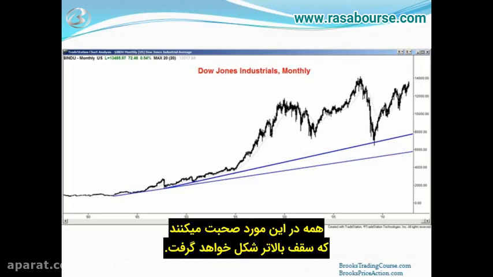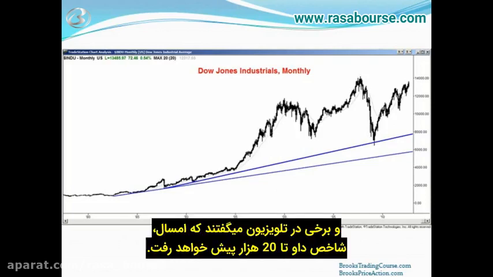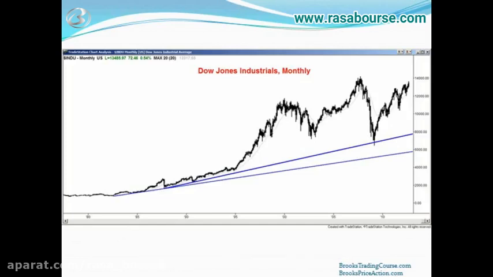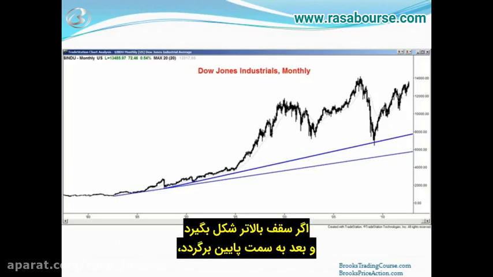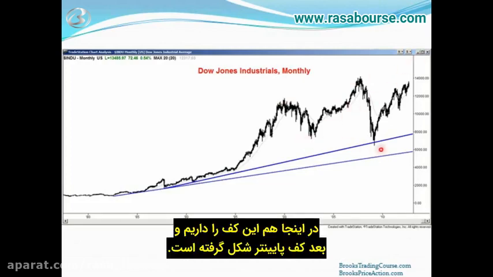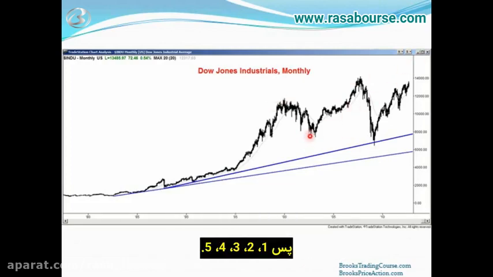Everyone's talking about the breakout to the new high, and you even have some people on television saying that the Dow is going up to 20,000 this year, which would be, I don't know, 50%, 40% rally from here. But I don't think so. If the Dow does get to a new high and starts to turn down, then it will be a large expanding triangle top. A high, higher high, third higher high, a low, lower low. So 1, 2, 3, 4, 5.